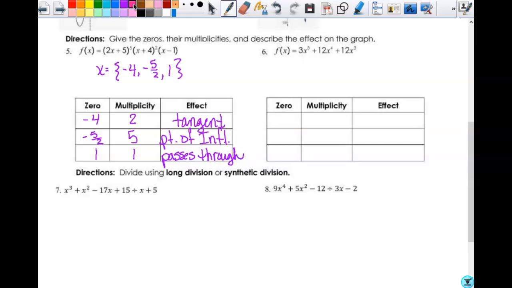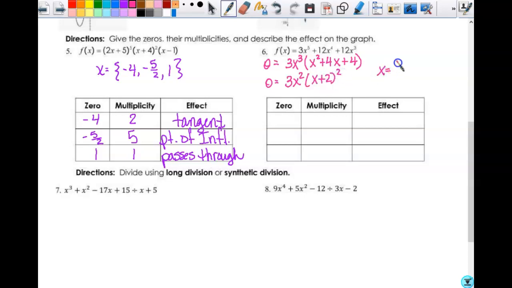Okay, so number 6, I'm going to need to factor. So I'm going to factor out, I can factor out an x cubed, but I can also factor out a 3. So make sure your GCF is really the greatest common factor. So this leaves me with x squared plus 4x plus 4. So that means here, this is a perfect square trinomial. So this is 3x cubed times x plus 2 squared.